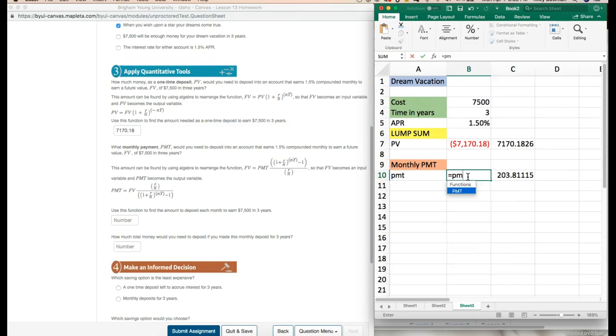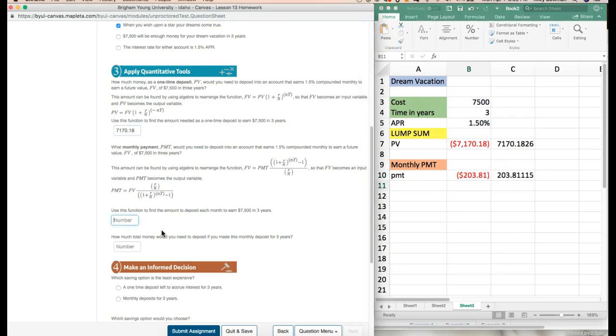So I'm going to do equals PMT, and this one's much faster, so we'll just cell reference our rate. Don't forget you have to divide it by 12, comma, number of periods is 12 months in a year times 3 years. Then present value, we don't have a present value, so we're going to do 0, but we do have a future value. We want it to get up to 7,500, and pressing enter. Hey, those two match, so we did it right.